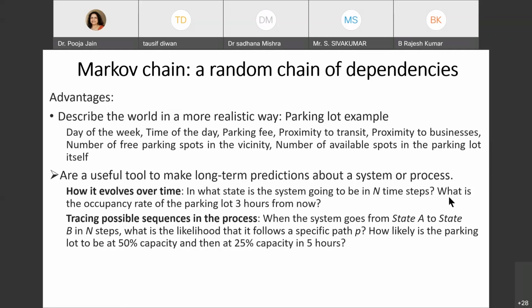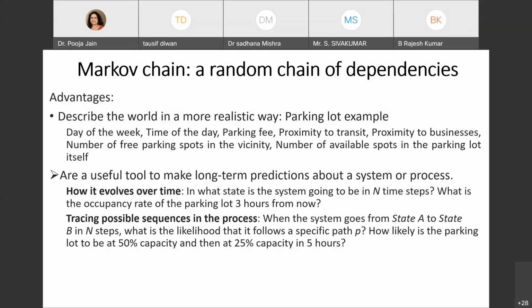Means if we consider an example, what is the occupancy rate of the parking lot after 3 hours at this point of time? Okay, so this type of question can be asked, and for answering this type of question, we need to solve this problem using reinforcement learning. For structuring that problem, first of all, you need to structure this using a Markov chain process.